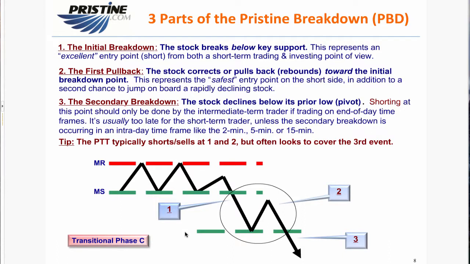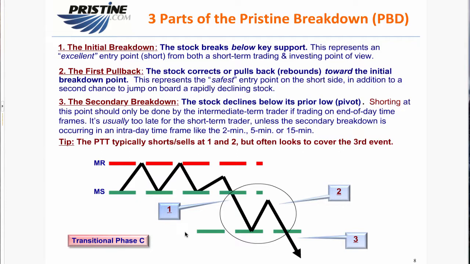All right, so transition C is just the opposite of transition A. Right? So you've got your initial breakdown from stage 3 or a pause. You then have your first pullback as the stock, or again, whatever you're trading, corrects towards the initial breakdown point.